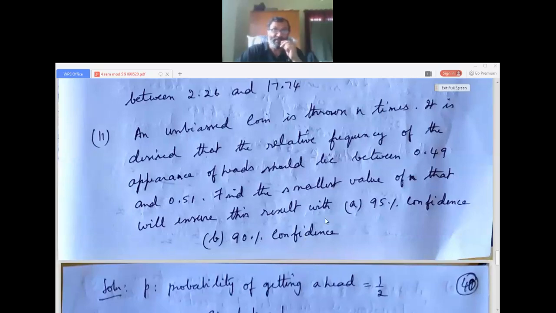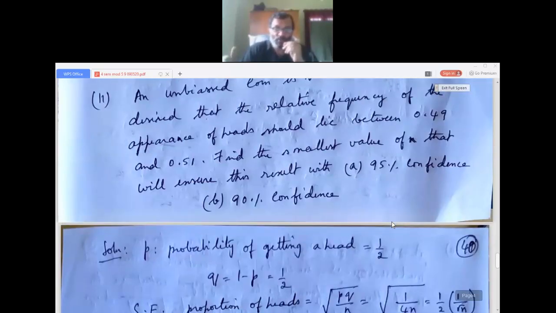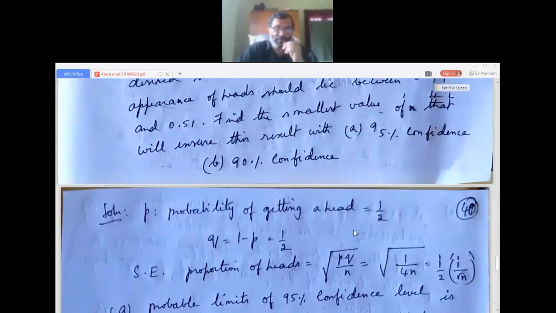This is a different type of question, a very old problem. Find the smallest value of n that will ensure this result with A, 95% confidence, and B, 90% confidence. So probability of getting a head, P, is equal to half, because it is a coin. You know that Q is 1 minus P, that is half.